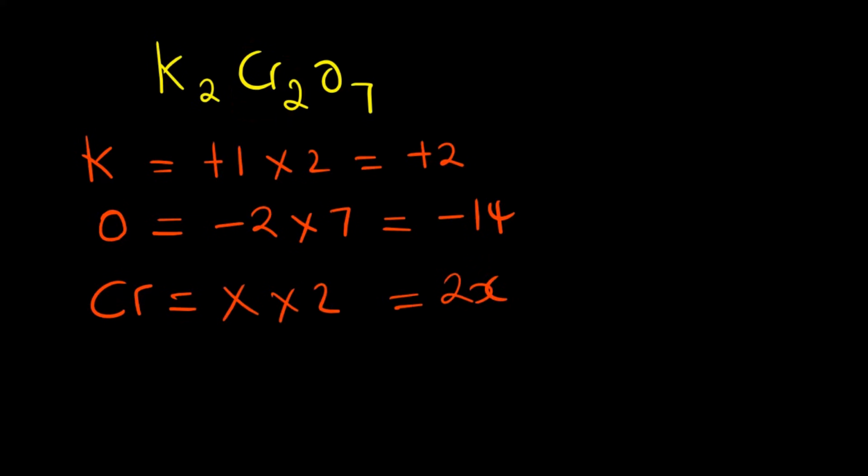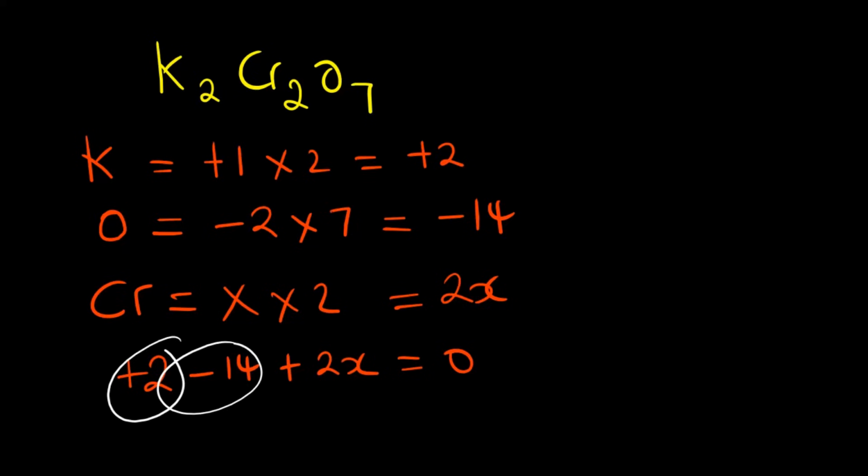Okay, now we can find what chromium is. So in this case I'm going to have +2 minus 14 plus 2X equals 0. Why I'm saying 0 is because look at this compound, it doesn't have a charge. It's a neutral compound, so its oxidation number should be 0. So this is 2 minus 14, I'm going to have -12 plus 2X equals 0.